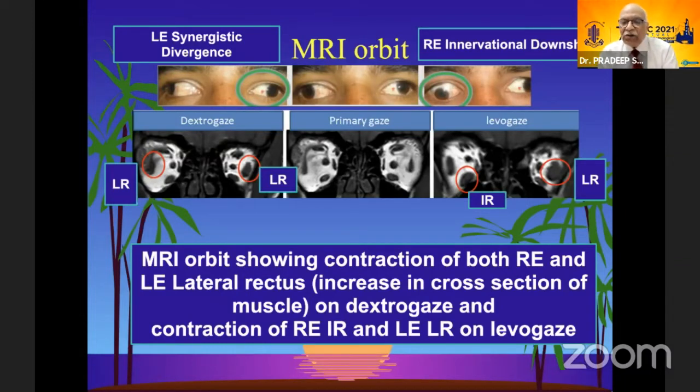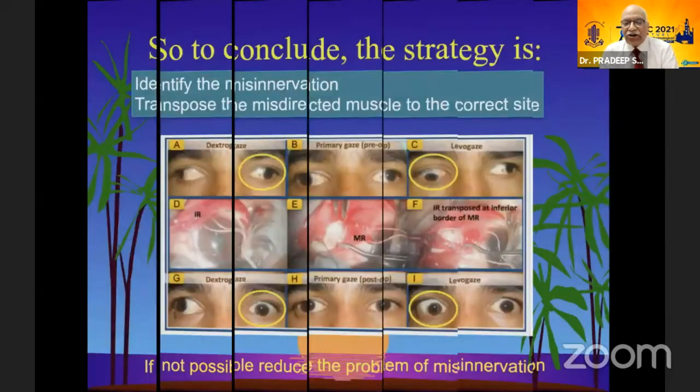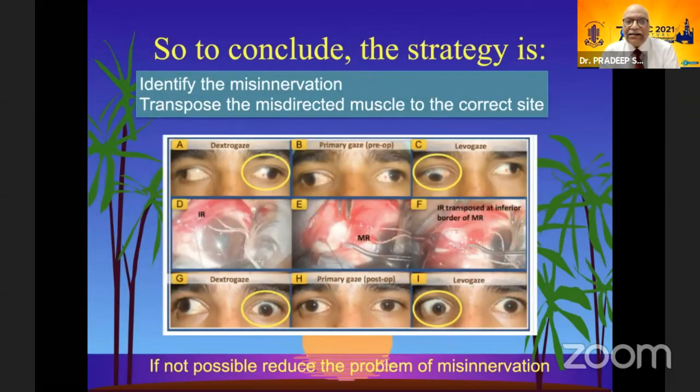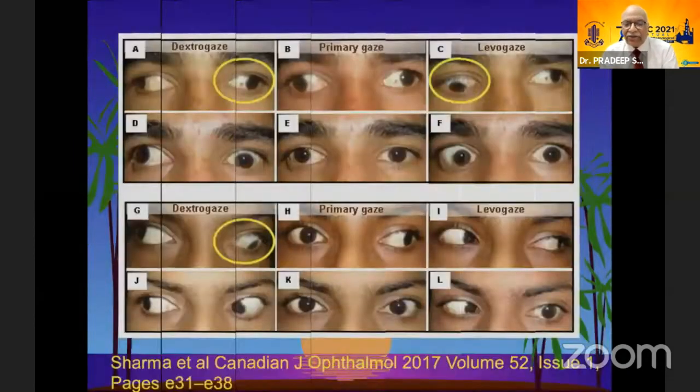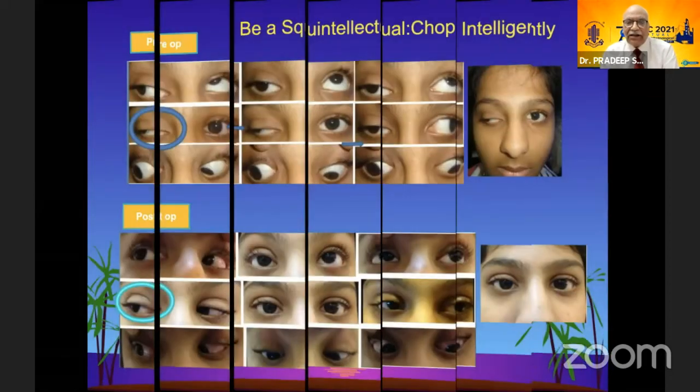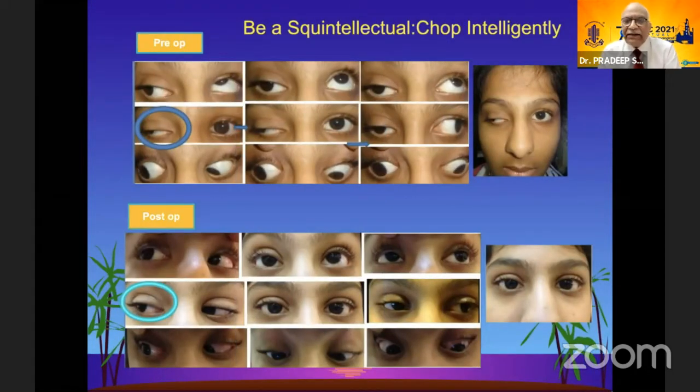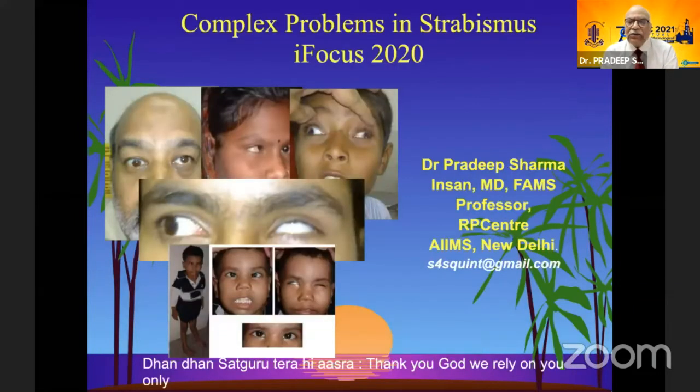And on the levo gaze, on attempted adduction of the right eye, the inferior rectus is now acting or innervated. And this would mean that the inferior rectus is working during adduction. We just transpose the inferior rectus to the site of the MR and it does the trick. So this is the strategy that we follow for aberrant innervations. So we need to be chopping intelligently, as we say. And these cases are some complex problems which we deal with.